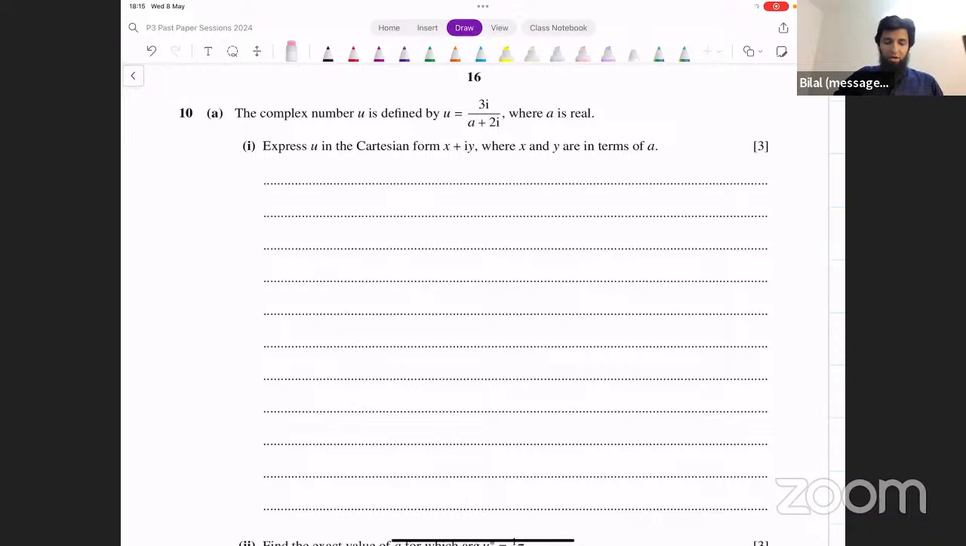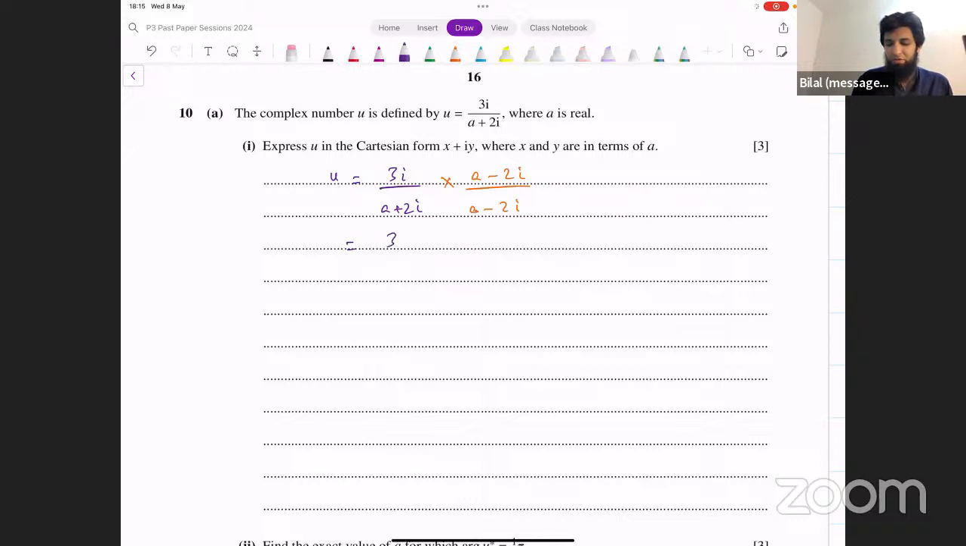All right. The complex number u is defined by this, where a is real. Express u in Cartesian form. The first part, you have one complex number divided by another complex number, so multiply and divide by the conjugate. You multiply by a minus 2i and also divide by a minus 2i. Now let's simplify the whole thing.